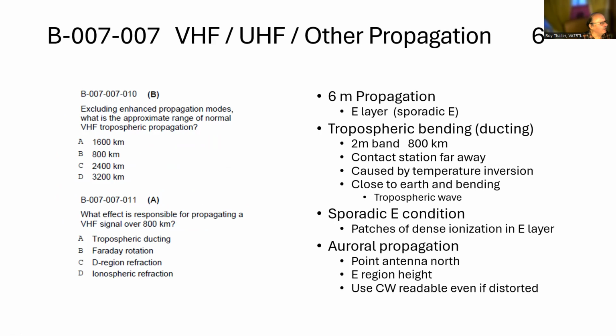Excluding enhanced propagation modes, what is the approximate range of normal VHF tropospheric propagation? So this is in the troposphere, so that would be B, 800 kilometers. What effect is responsible for propagating a VHF signal over 800 kilometers? And again, that would be A, tropospheric ducting.